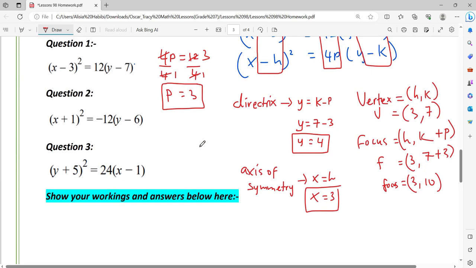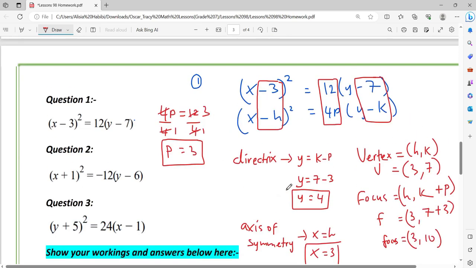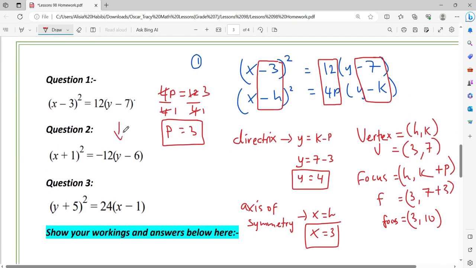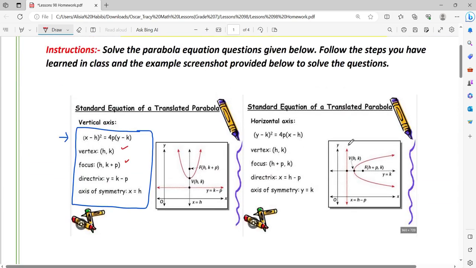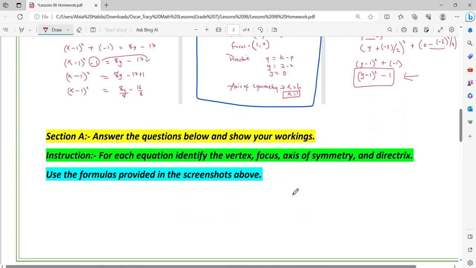You're going to use the same formulas and the same methods for the other questions, which are question 2 and question 3. You just have to look for the right parabolic form from the screenshots I've provided you with and apply that form along with the other formulas to find what you need to find.